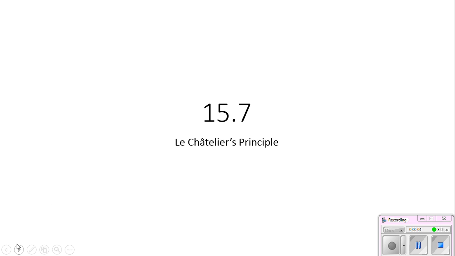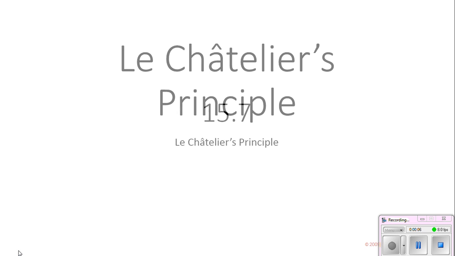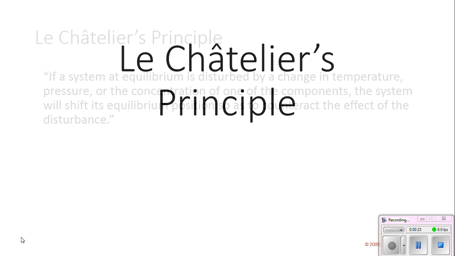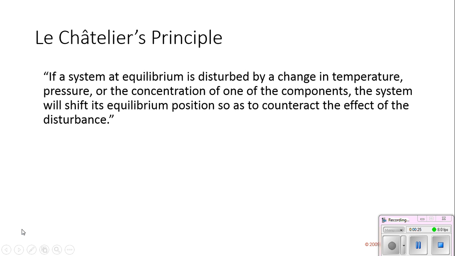15.7 covers Le Chatelier's principle. This is different because what we have already been working with is Q versus K, working with initial concentration and going to equilibrium. With Le Chatelier, we're already at equilibrium and we're going to alter it. So that means we're going to do something to push this system out of equilibrium. Then we're going to figure out what this is going to do to the system.